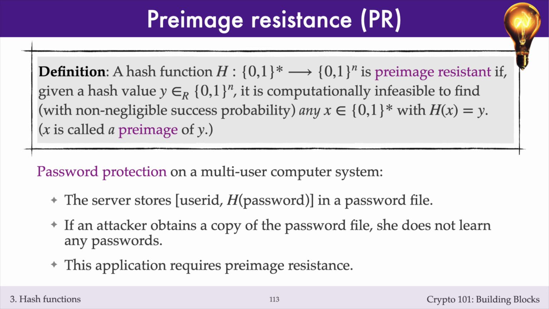In order to impersonate the user to the server, the adversary will need to find a message, not necessarily equal to the password itself, such that the hash of the message equals the hash of the user's password. The attacker can then enter the user ID and the chosen message, thus gaining access to the server. So for security, this application of hash functions requires preimage resistance.